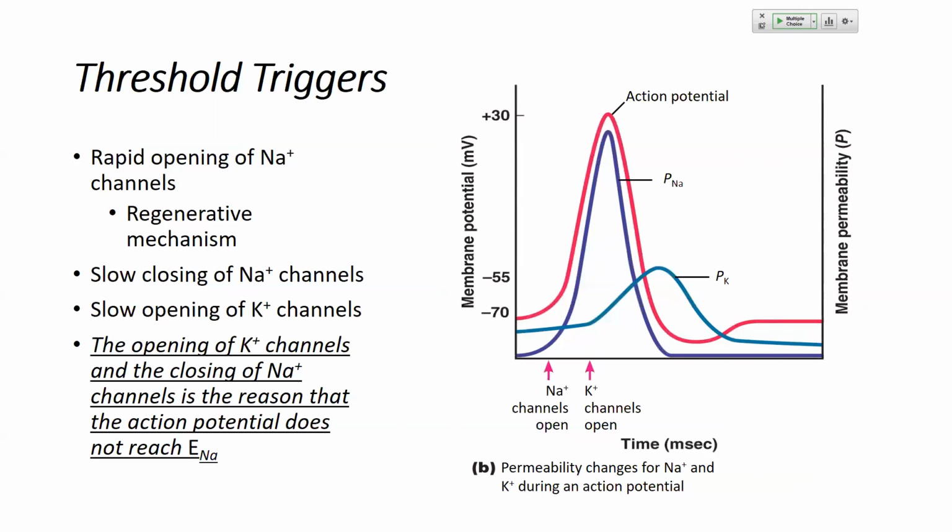This is the reason that an action potential does not get to sodium's equilibrium potential. Because at positive 30 millivolts, we have that shift: the closing of the inactivation gates of sodium, and then the opening of potassium channels. And so the membrane potential never fully gets all the way to positive 60, which is sodium's equilibrium potential. It only approaches sodium's equilibrium potential. That's very important. So we do not depolarize all the way to positive 60, but only to positive 30.